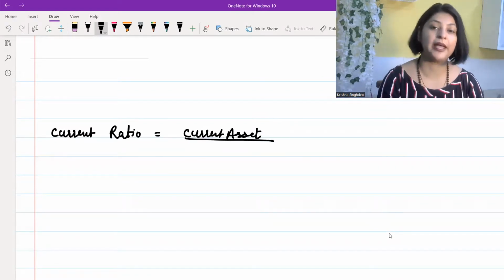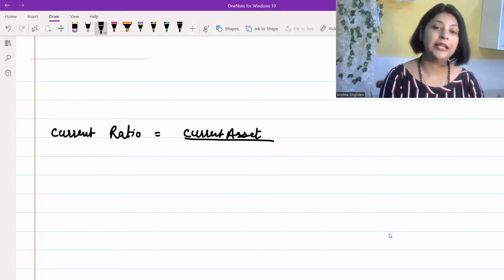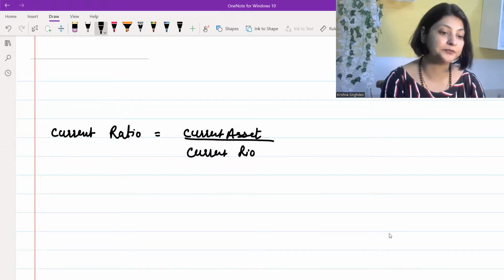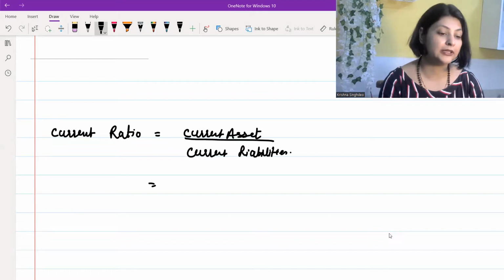Yes, while doing the practice, you can use short forms like CA and CL, but in the exam, you should never write the short forms. So, current assets upon current liabilities. These are your numerator and denominator. Now under current assets, what all things are coming?